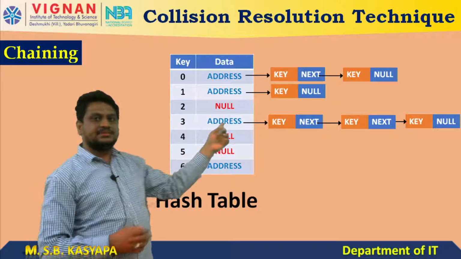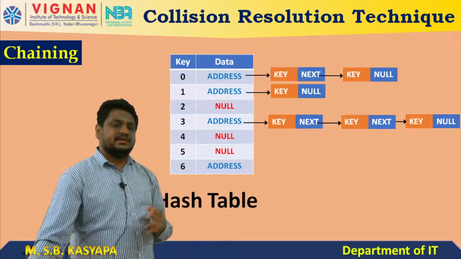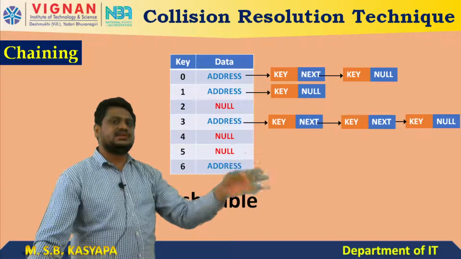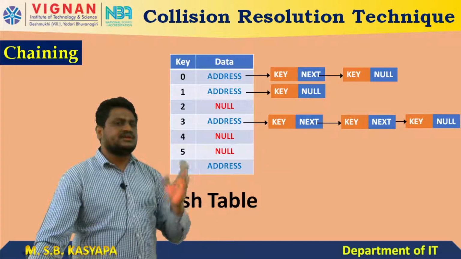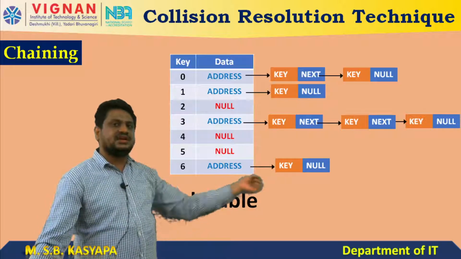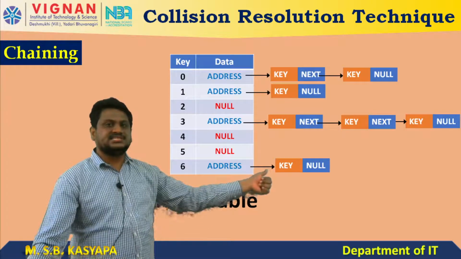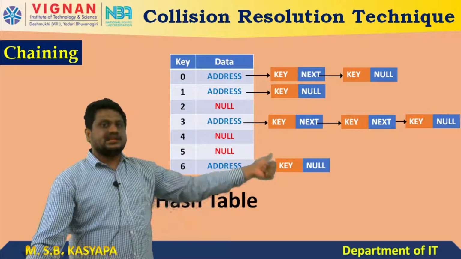Similarly, index 3 represents 3 values. The first one points to the second value, the second one points to the third value, and the third one points to null, which means there is no next element. Here the 6th address field contains only one value, so it holds the head of the 6th linked list.